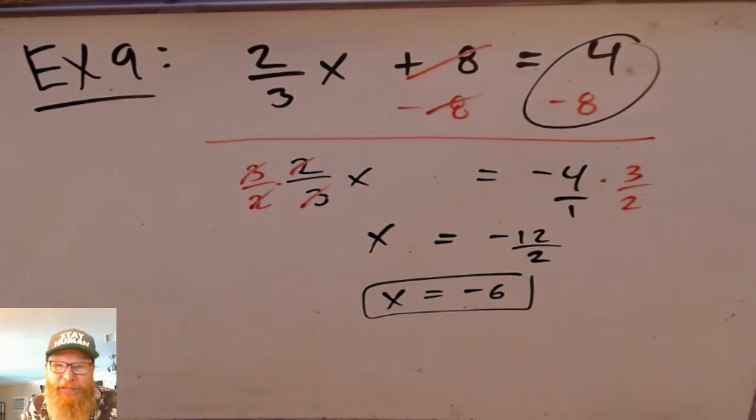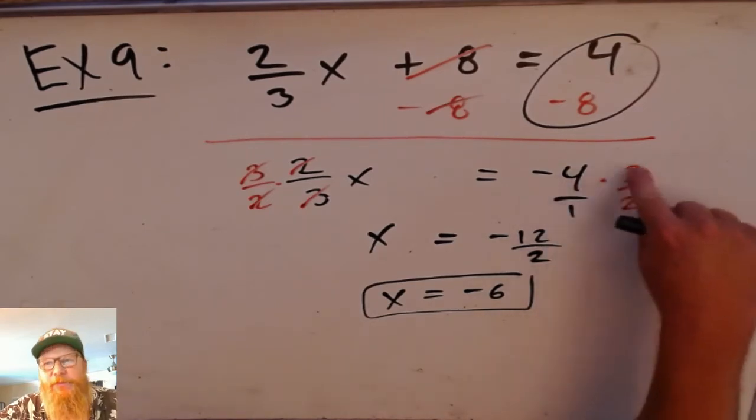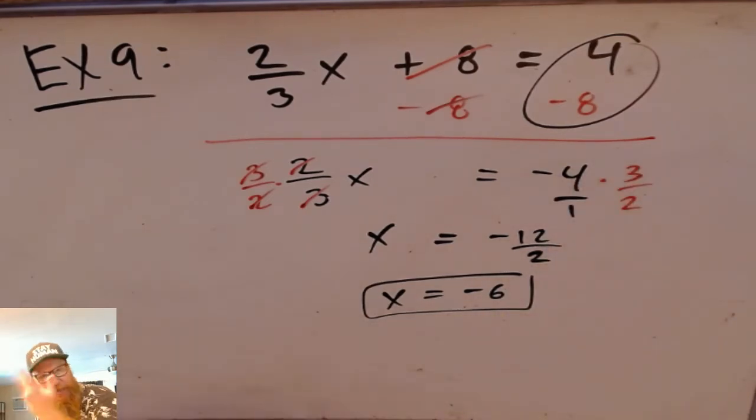And again, there's a trickier way. You can go 2 goes into 4 2 times. 2 times 3 is still 6. Or negative 6.